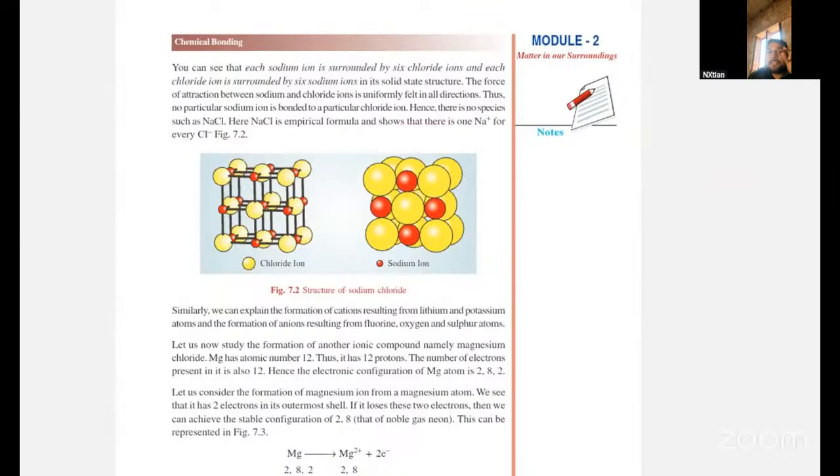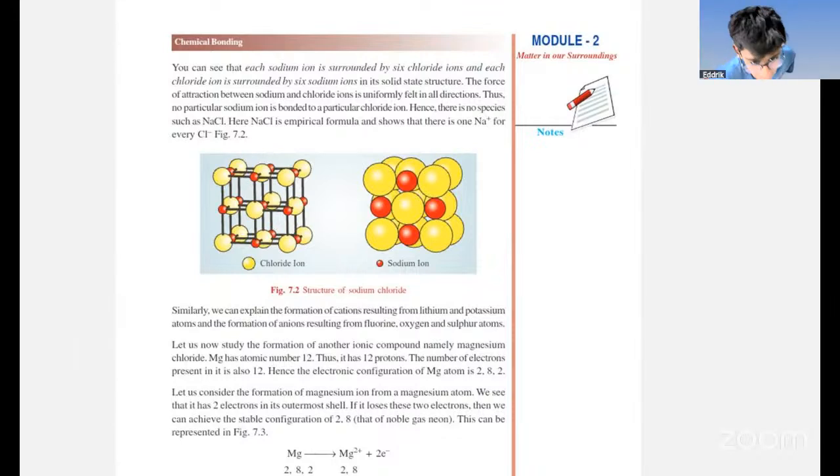So in a crystal of NaCl, the chloride ion, which is surrounded by 6 sodium ions, or the sodium ion, which is surrounded by 6 chloride ions, they both feel a similar type of force of attraction. Got it? Because it's in symmetry. It's in symmetry. Got it?